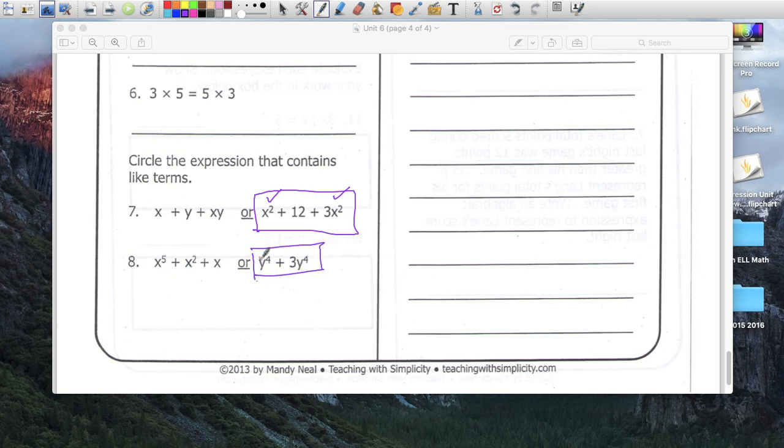Okay, they're both Y's, and they're both Y to the 4th power, which makes them alike. And we can actually add these two, giving us, no, sorry, not 3, but 4y to the 4th. Okay, remember there's a 1 here, so if you were to add these two terms, you would get 4y to the 4th.